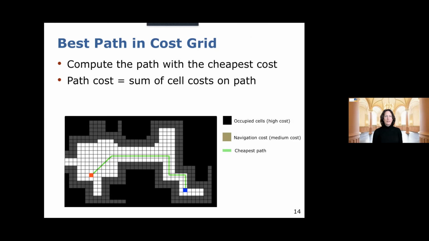The path costs are basically just the sum of the cell costs on the path. So in this example here, the green one would be the cheapest path from the current position to the robot's goal location. And this is a general principle which is applied in robot motion planning to calculate the path of the robot from the current position to the goal location. We always have to calculate such cost grids and then perform path planning, so finding the cheapest path in this cost grid.